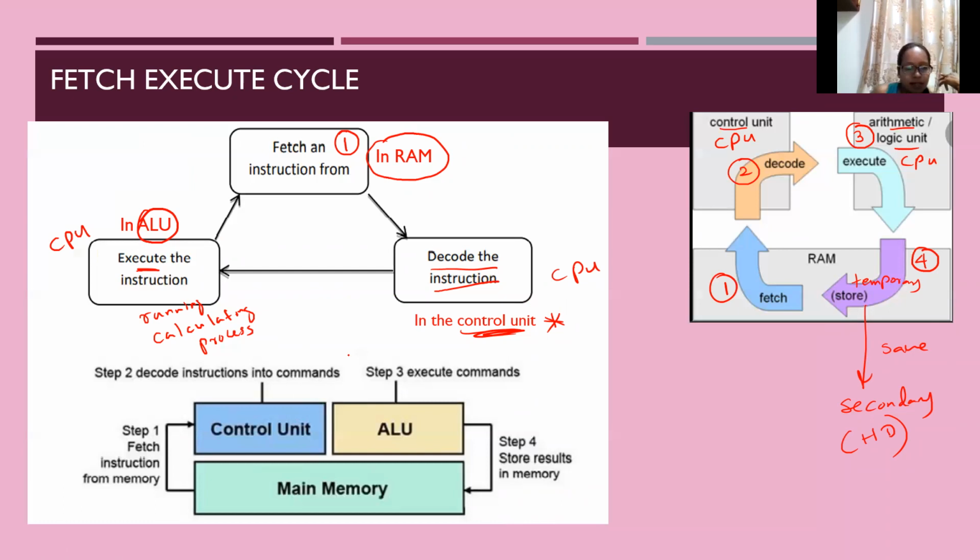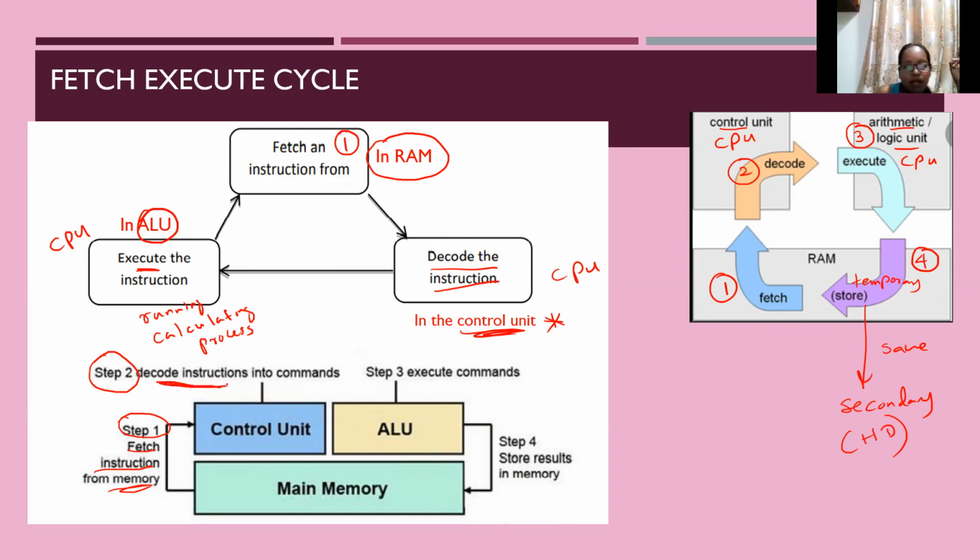Step 1, it's here. What is step 1? Step 1 means fetching an instruction from main memory. From main memory, it just fetches data. After fetching data, where will it go? It will go to the control unit, because step 2 is happening there.